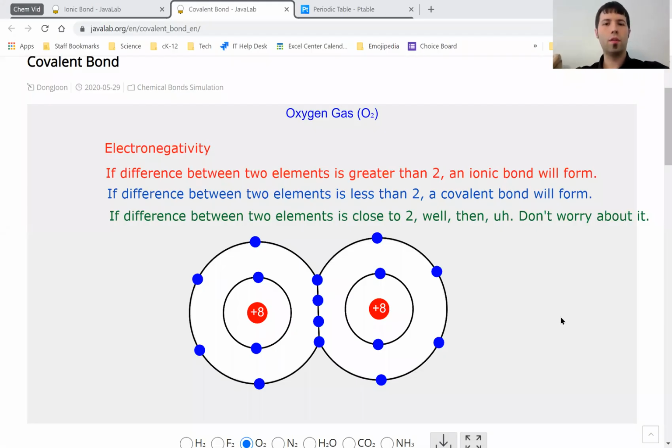Here's a review of everything. If the difference of electronegativity between any two elements is greater than 2, an ionic bond will form. If the difference is less than 2, a covalent bond will form. And if it's around 2 or close to 2, we won't study that; the elements may or may not bond. We won't get that deep into the math or the physics of bonding. We'll talk more about covalent bonds, double bonds, triple bonds, and all that fun stuff, and next week we'll get into diagramming bonds too.